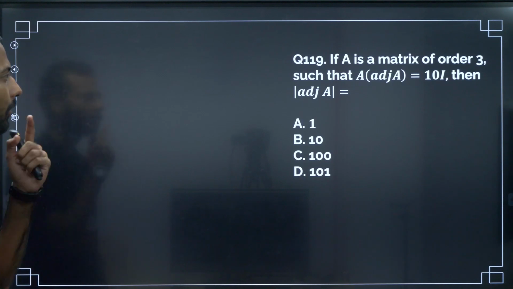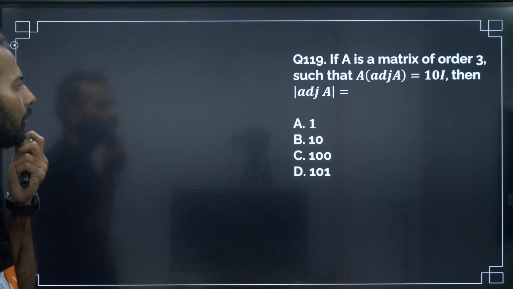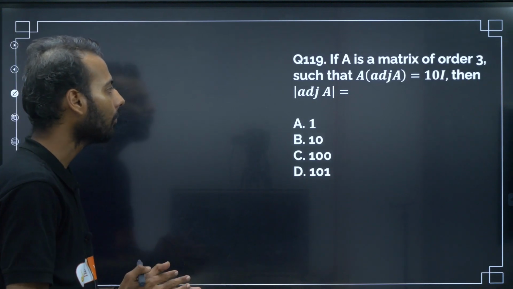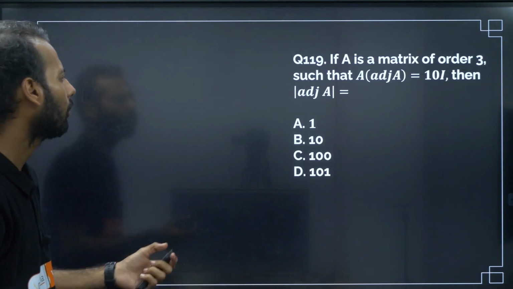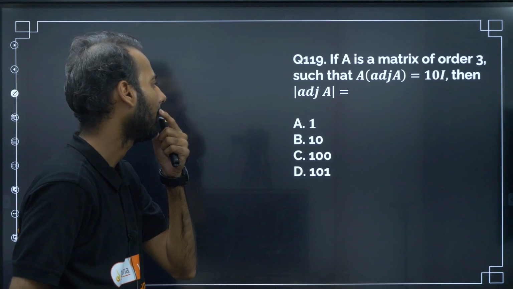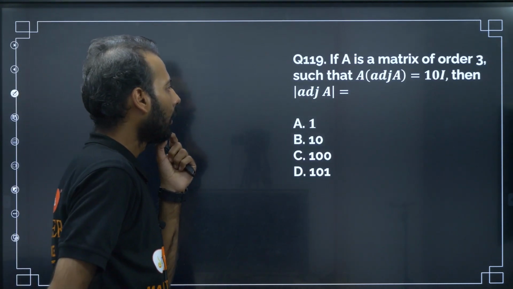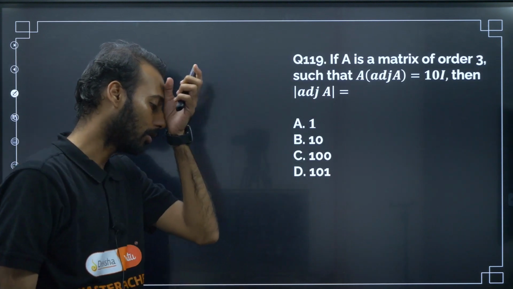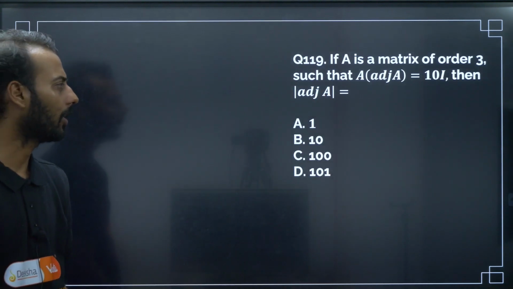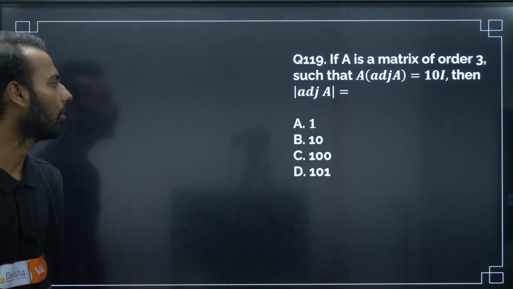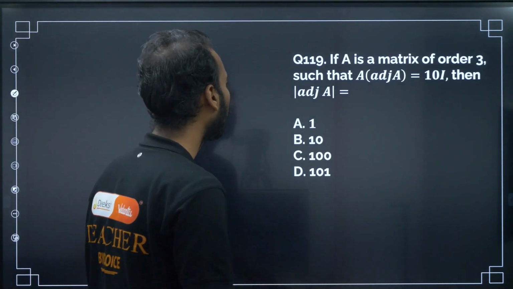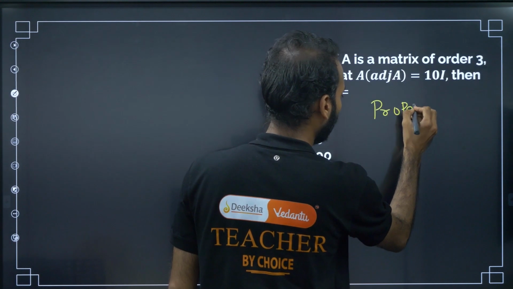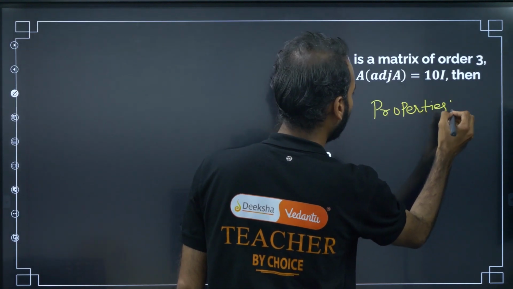If A is a matrix of order 3, A adjoint of A is 10I, then determinant of adjoint of A is equal to. So they are talking about determinant of adjoint of A. So properties of adjoint of a matrix, anyways, properties for whatever function it is, that we have to add to our memory. There is no other alternative for that. Now some properties I am writing of this adjoint and determinant.